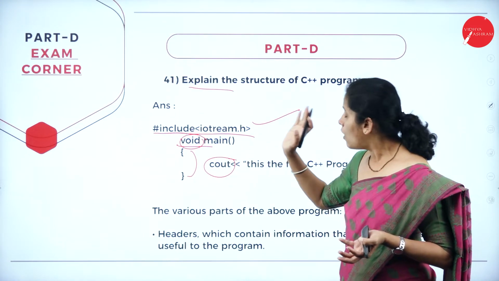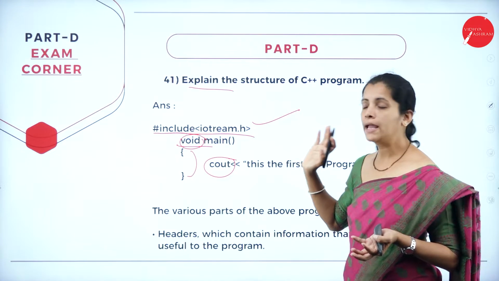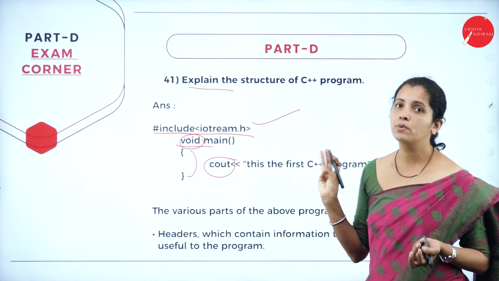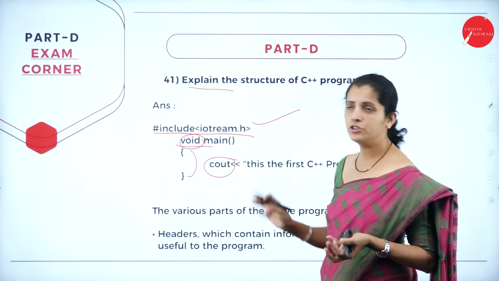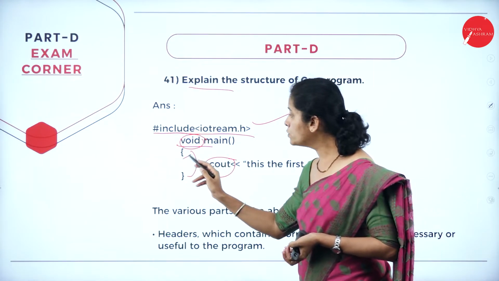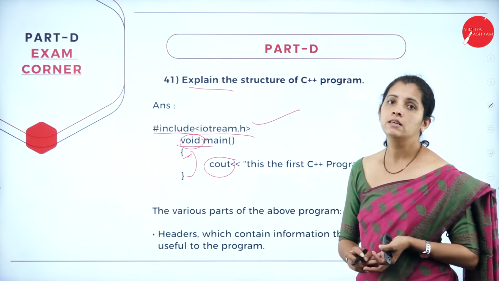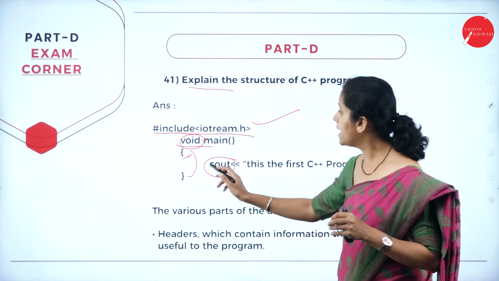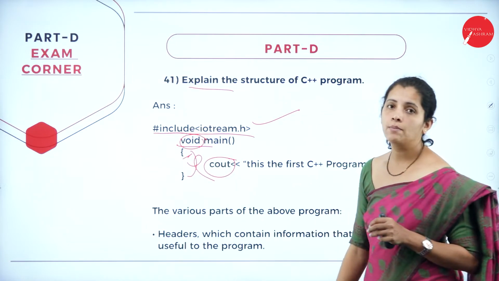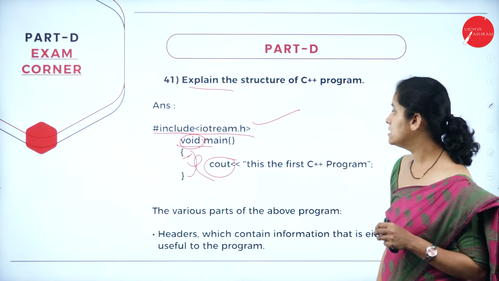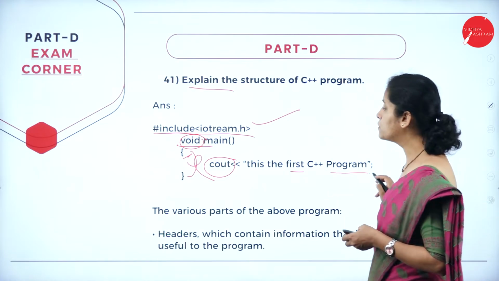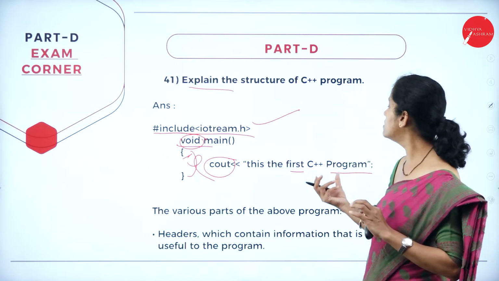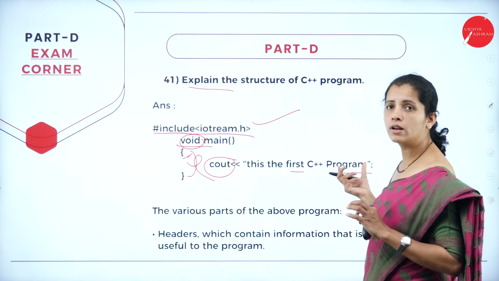All C++ programs can have only one main function, and the actual execution of the program starts from the main function. After that, I'm going to have the curly brace. This indicates that this is the entry point. Then I'm going to write this statement, that is, first C++ program. That means I'm going to display the message to the user that this is the first C++ program.